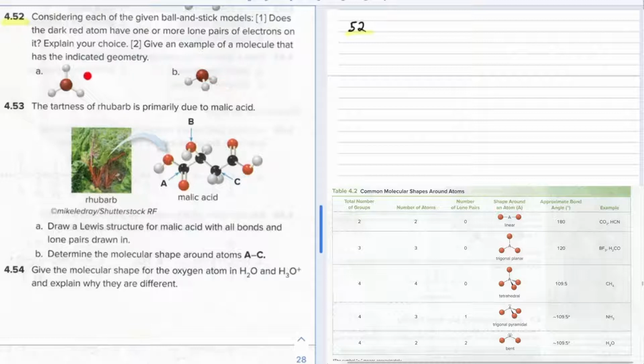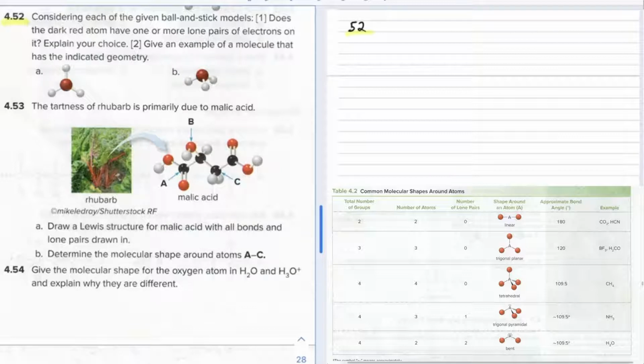So these ball and stick models show you the shape. Looking at these and the central red atoms, first, are there any lone pairs on these central red atoms? Then explain your choice and give an example of something that has this shape and that shape. Now, to figure out what these shapes are, we can use table 4.2 as a guide.